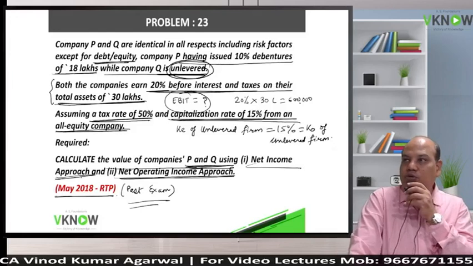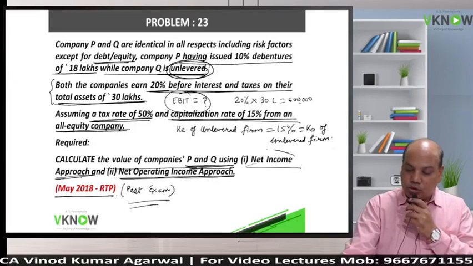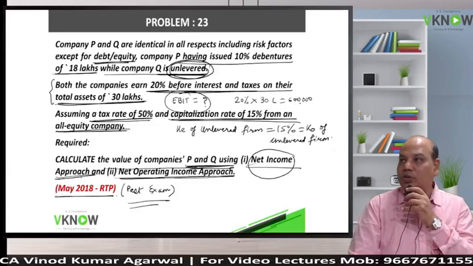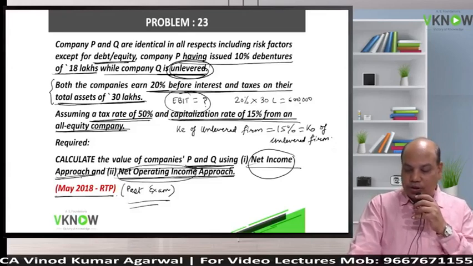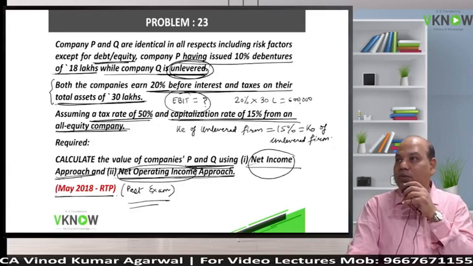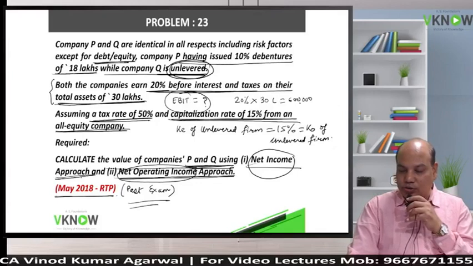Then compute the value of the firm P and Q using net income approach and using net operating income approach. So when there is taxation, how do we solve under net income approach and under net operating income approach? Right, first we will solve under net income approach. Same method we have already used.